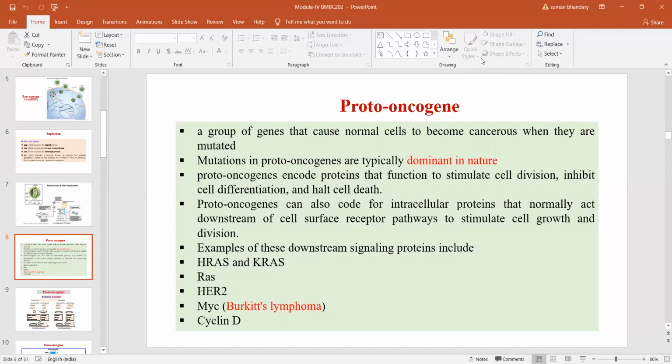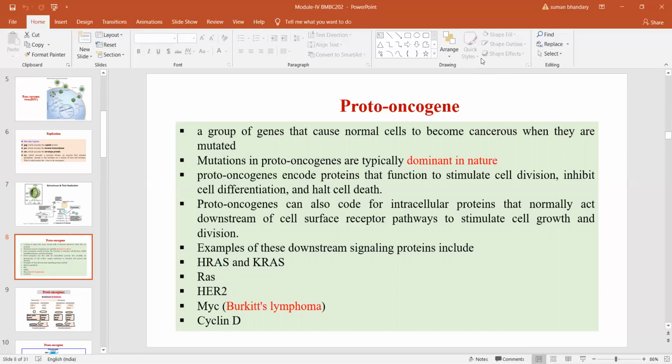But this type of mutation is a dominant type of mutation. Proto-oncogenes encode proteins, and these proteins stimulate three different things. They stimulate cell division, they inhibit cell differentiation, and they also restrict cell death, meaning immortalization of the cell. They can also code for some intracellular proteins that normally act downstream of the cell surface receptor pathways to stimulate cell growth and division.